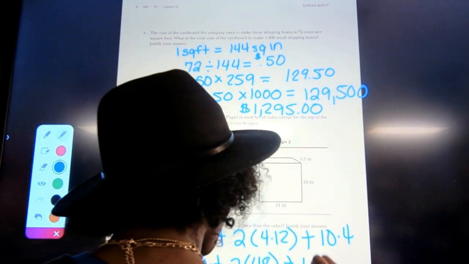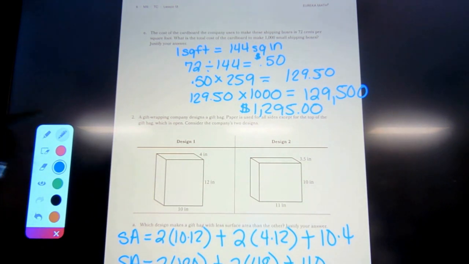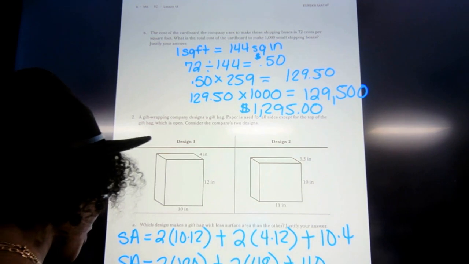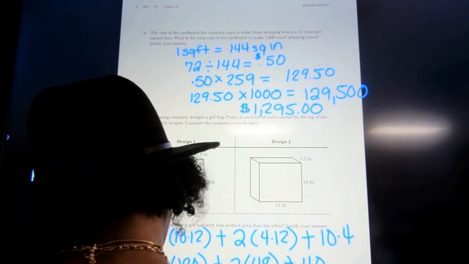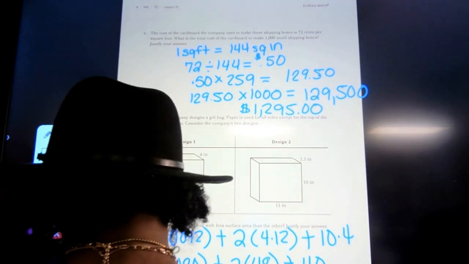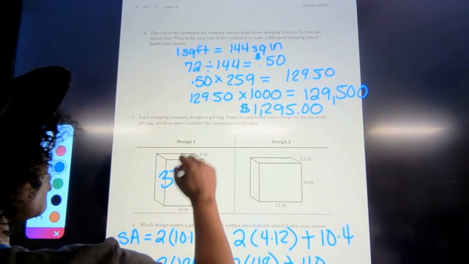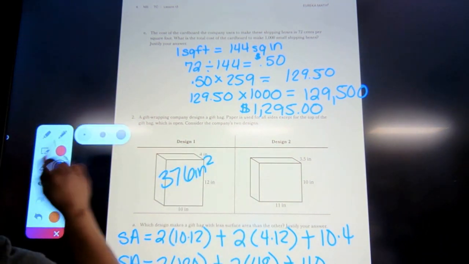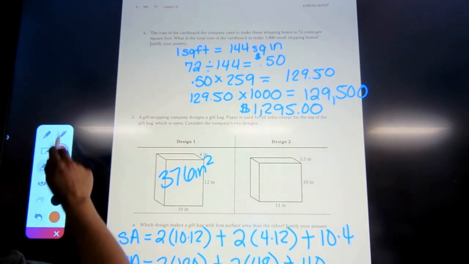Plus 10 times 4 is 40. So next we want to combine. So 2 times 120 is going to be 240, plus 2 times 48 is 96, plus 40. And we get a grand total of 376. So I'm going to put that in here: 376 inches squared. I've got to erase down here, but I can write on the side. It's fine.